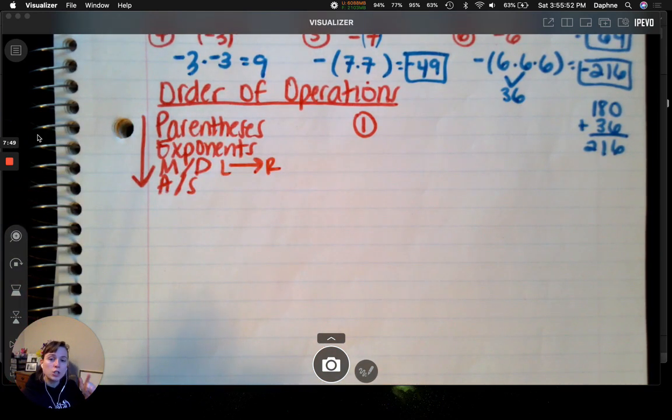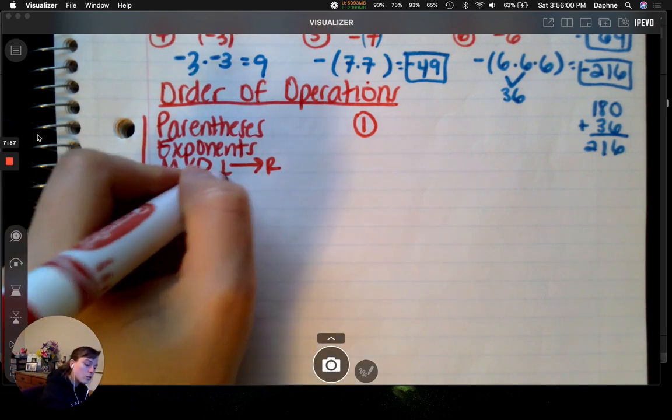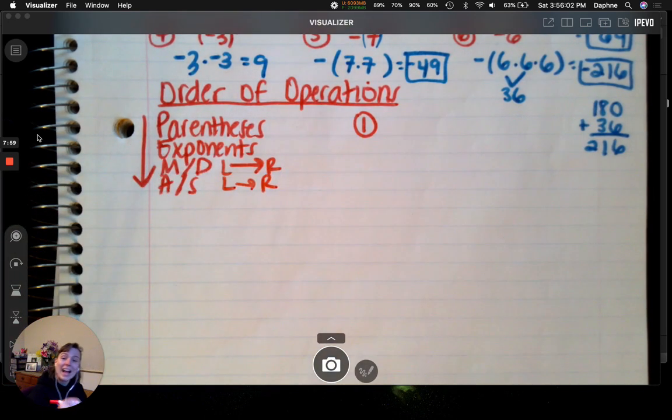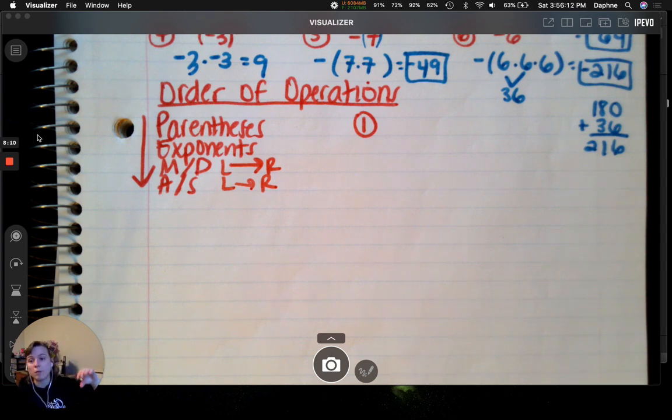Same thing with addition and subtraction. We've done keep, change, opposite, that changes subtraction problems into addition problems. So really, they're kind of the same thing. You can make them look like each other. So we're going to do them from left to right at the same time. So making sure that we go from parentheses, exponents, then we do multiplication and division from left to right at the same time, addition and subtraction, same time from left to right.